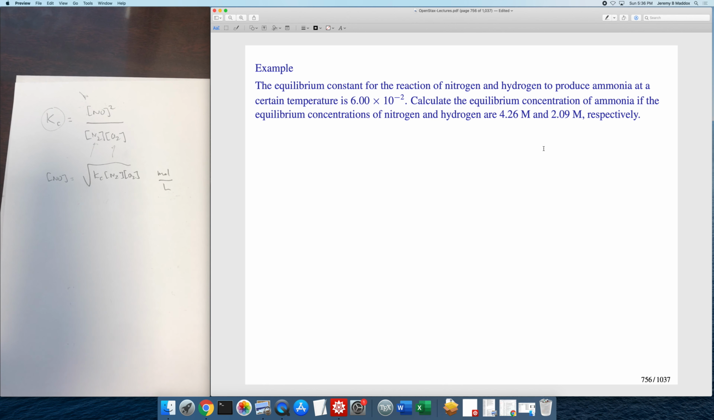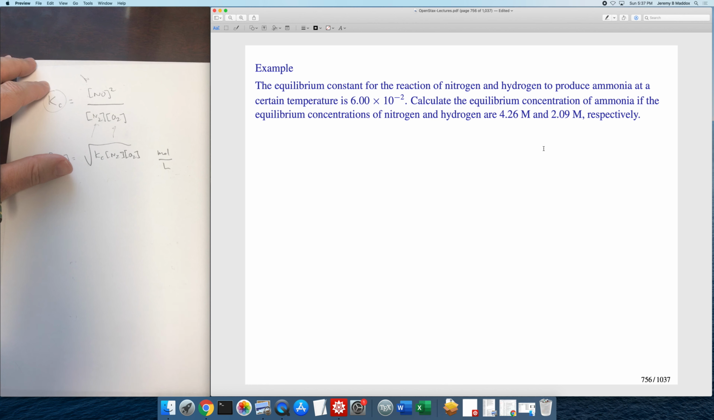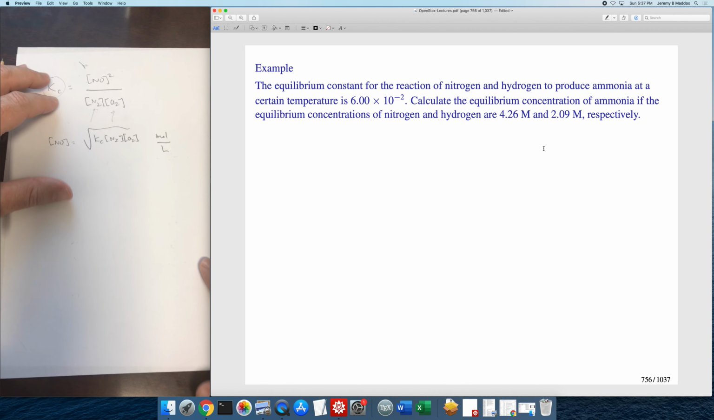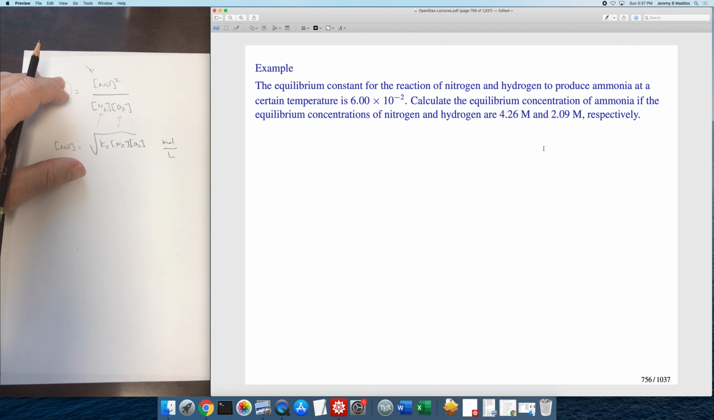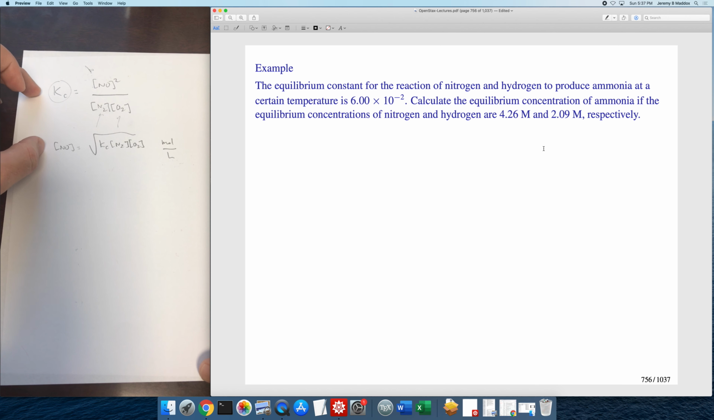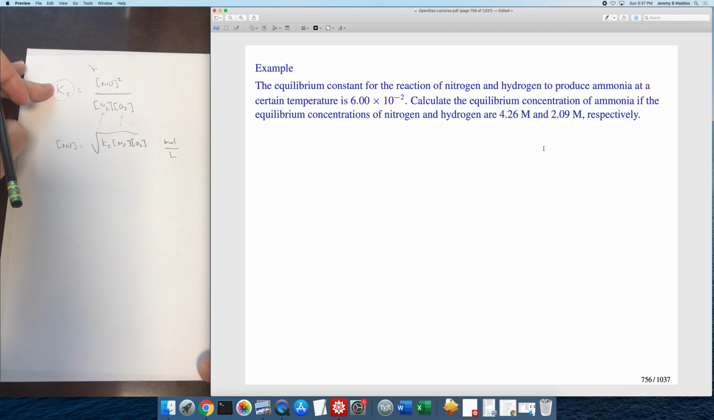Let's see, what do we got here? An equilibrium constant for the reaction of nitrogen and hydrogen. Calculate the equilibrium concentration of ammonia given the reactants. The only difference here is that they want you to actually produce the chemical equation from the words. I think that's good practice for you, but it's the exact same type of problem. Once you get the chemical equation, you write out the expression for Kc, and then you find the unknown concentration.